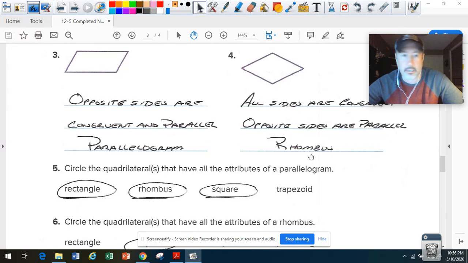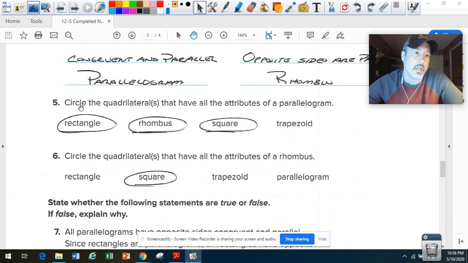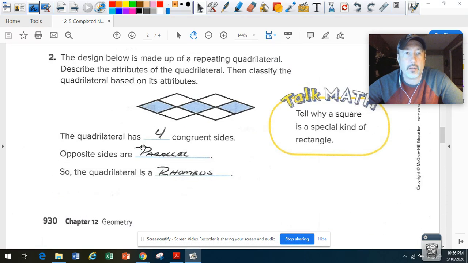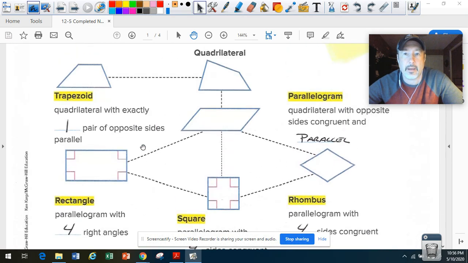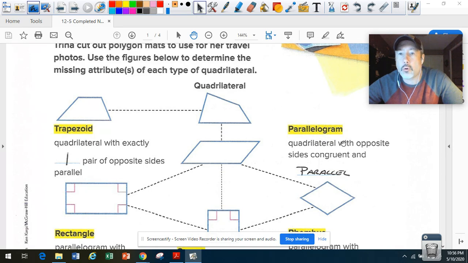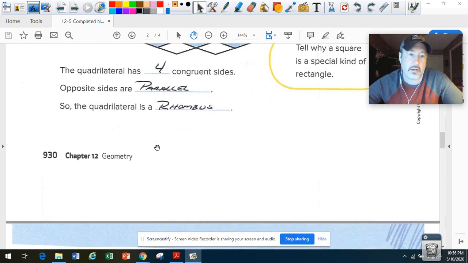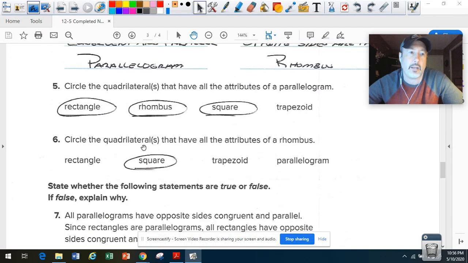Okay, here we go here. It says, circle the quadrilaterals that have all the attributes of a parallelogram. Okay, so all the attributes of a parallelogram. Well, right here, a parallelogram. If we go back up here, take a look and see, what does it say about a parallelogram? Quadrilateral, opposite sides are congruent and parallel. Okay, let's go back over here. Opposite sides are congruent and parallel.